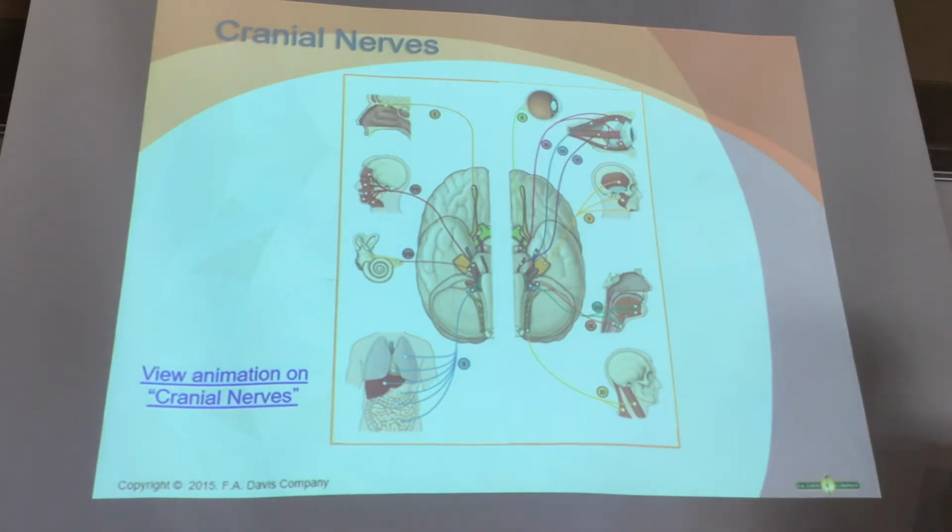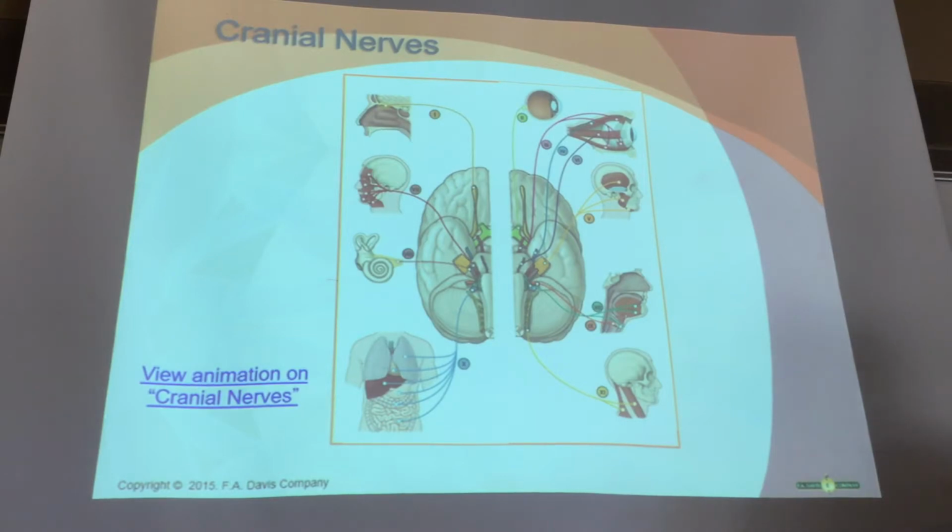Roman numeral number 6. Cranial nerve number 6. What's this one? Abducens. Good. Sensory, motor, or both? Motor. Got it. So this is going to be more muscles of the eye. Our eyes get a lot of cranial nerves, right? Pretty important organ.